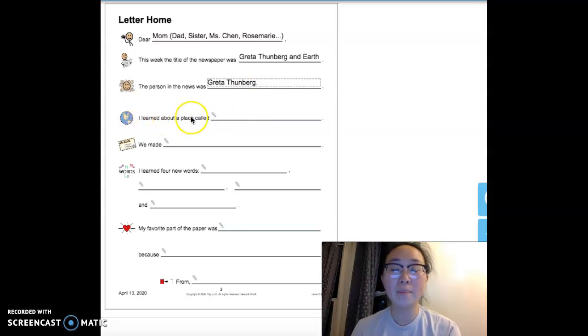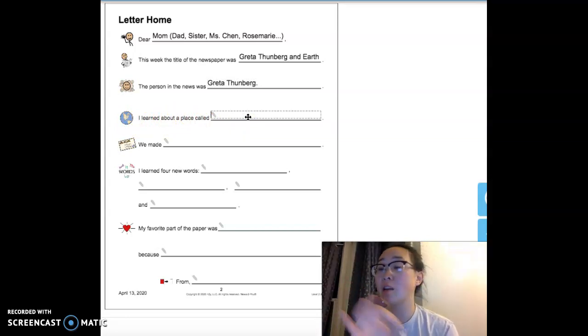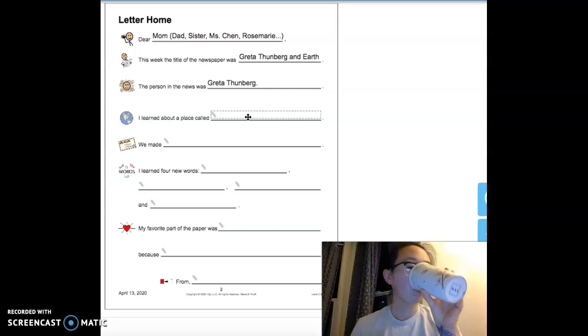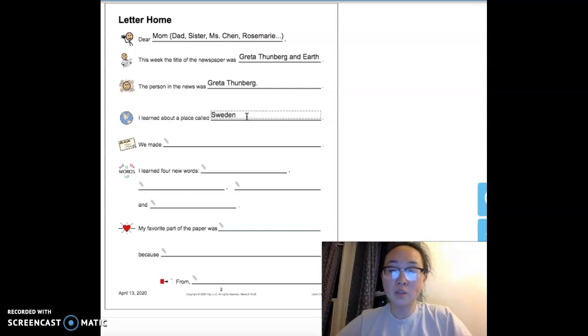I learned about a place called, so technically we learned about 2 places. We learned about Earth and we also learned about another place. You can look in your webbing page to find out where we learned about. I learned about a place called Sweden. Sweden is where Greta Thunberg was born. It was a country that she was born in.